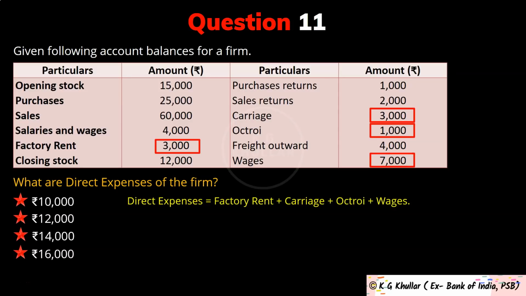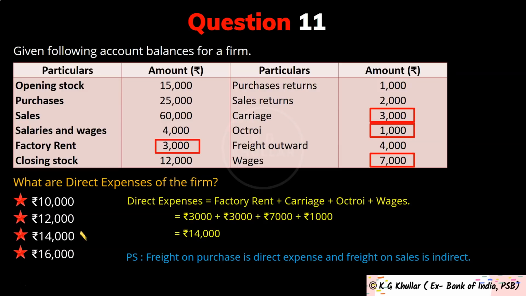Now let's put all these values into the respective direct expenses. We get factory rent as 3,000 plus carriage that is 3,000 plus octroi that is 7,000 and lastly wages that is 7,000. On adding we get 14,000. Thus the correct option for the given question is option C.